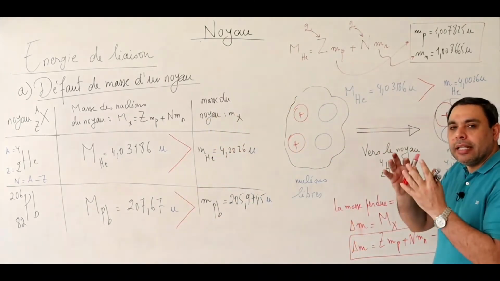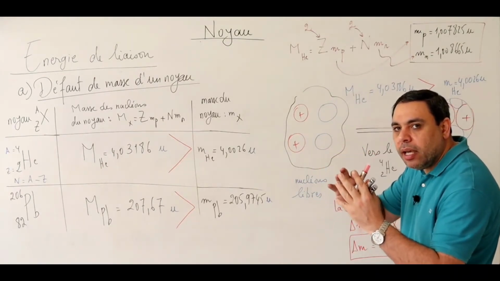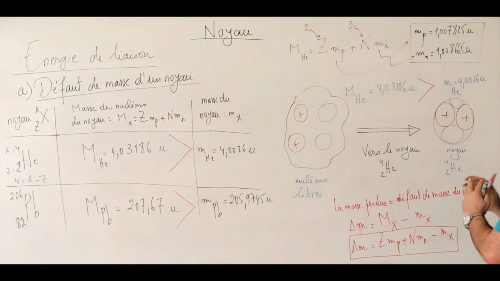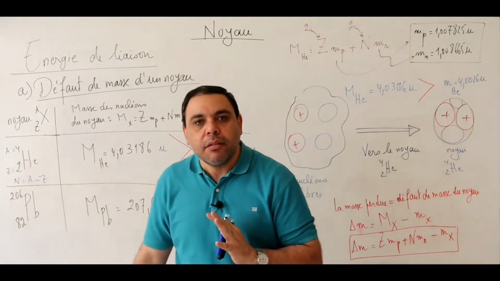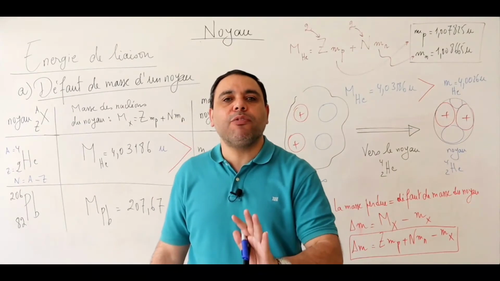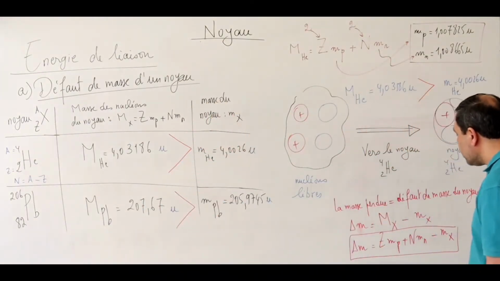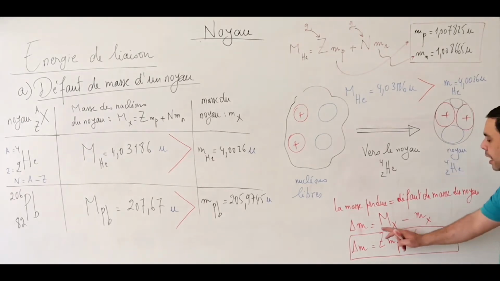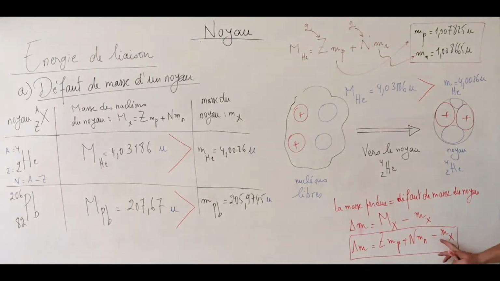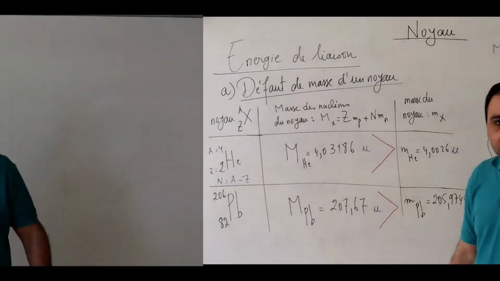When passing from the free unbound state to the nucleus state, there is a mass defect or a loss in the mass. The formula that gives the mass defect is given here: ZMp plus NMn, which is the mass of the nucleons before the formation of the nucleus, minus the mass of the nucleus.